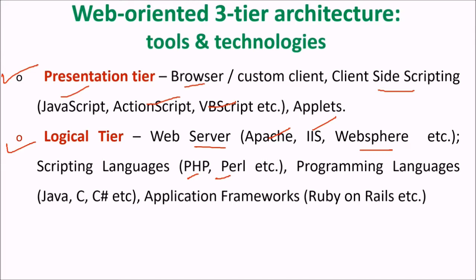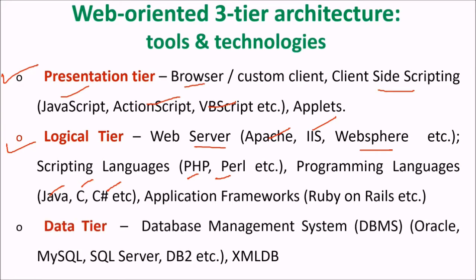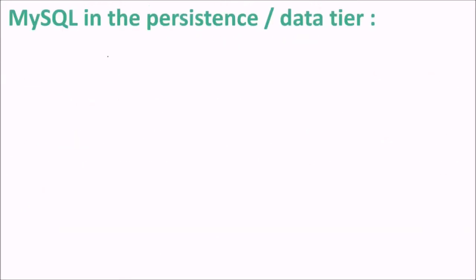And programming languages, of course, Java, C, C Sharp. And application frameworks like Ruby on Rails. In the data tier, or the third tier, we have DBMS. You can use Oracle, MySQL, SQL Server, DB2. You cannot use Microsoft Access like this because it is not an embedded DBMS, so you cannot use it as a separate working data tier.